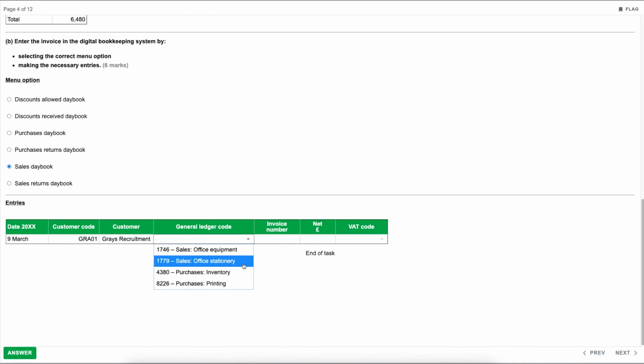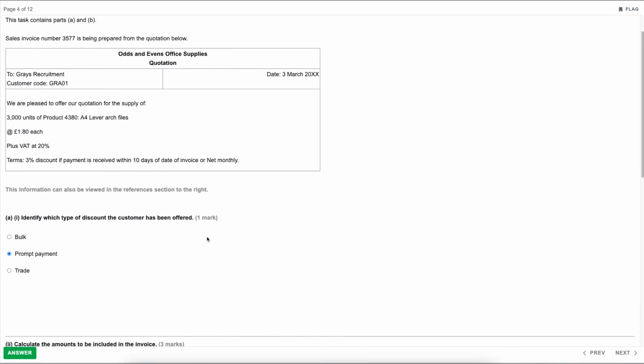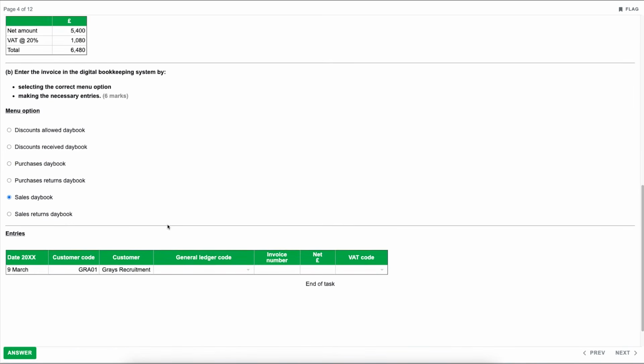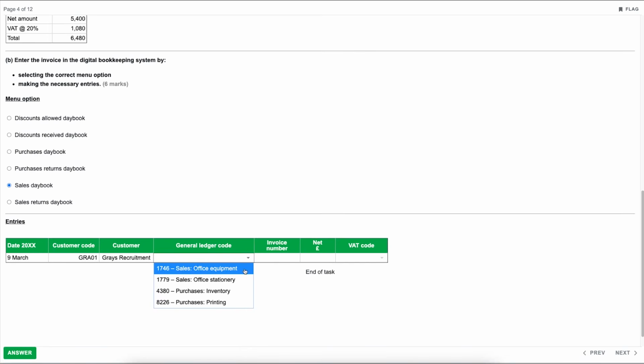The general ledger code. We've got a few options here. We know that it's relating to sales. So is it either office equipment or office stationery? Let's just double check by going back up. This relates to A4 lever arch files. So it would therefore be office stationery. So we can select that as our option.